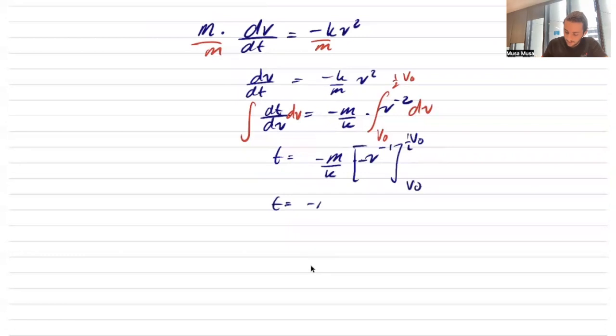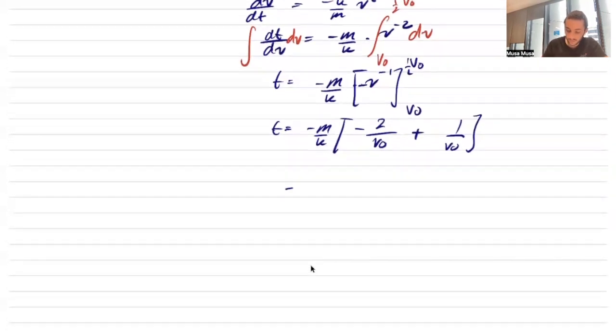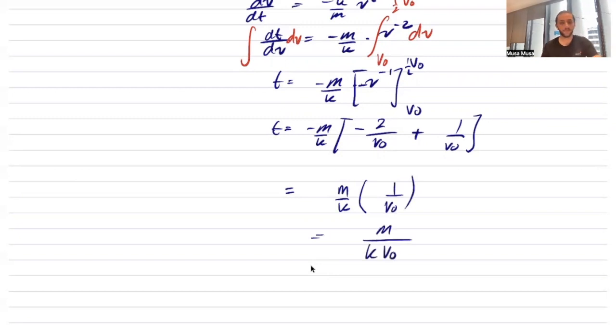So t equals minus m on k, and then it's negative 1 over, and it's a half of v naught, so this becomes 2 on v naught, and then minus plus 1 on v naught. You will get the same thing, even if you use c's and sub in the two values for v and take the difference between them. Trust the process. One on v naught, so this just becomes m on k v0.